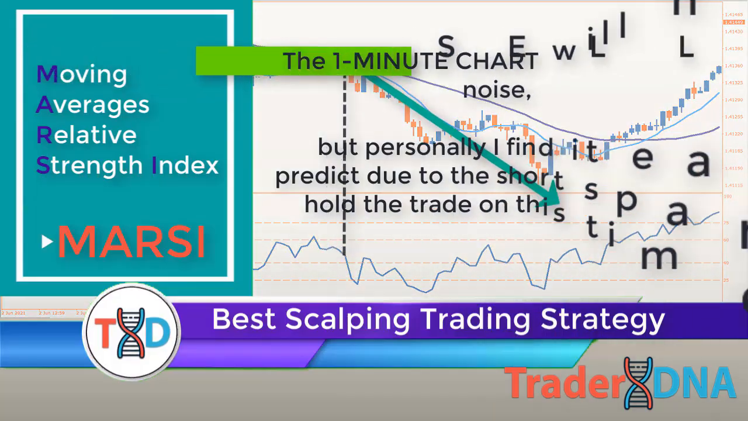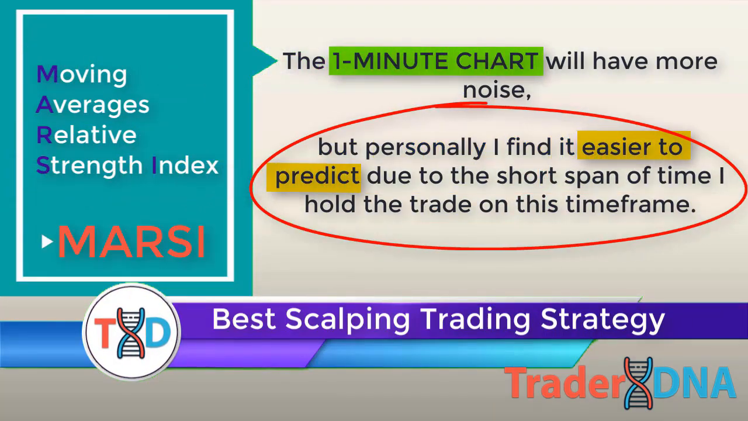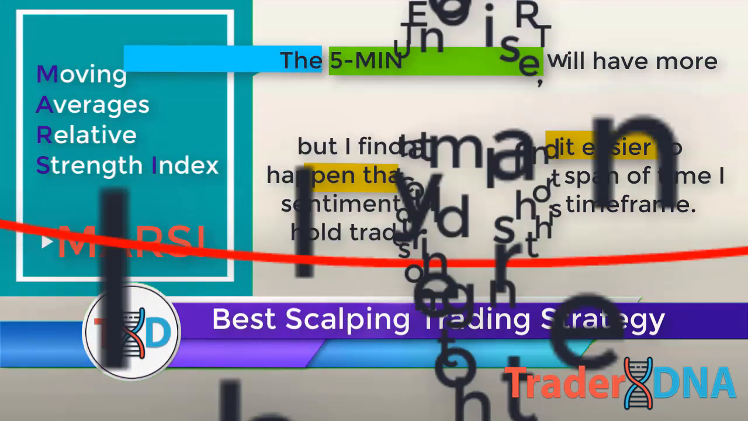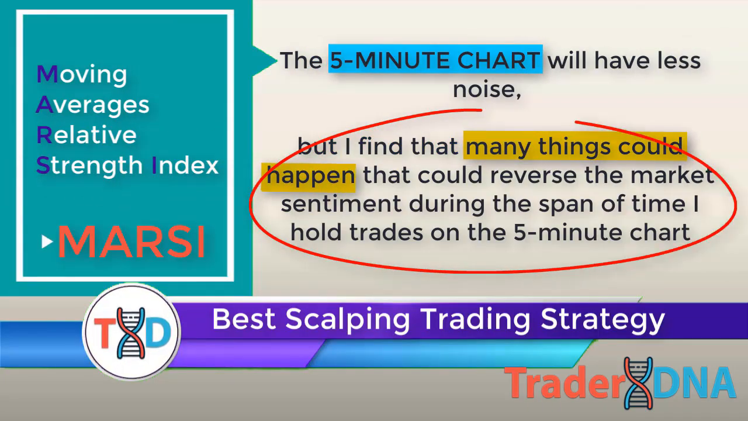The 1-minute chart will have more noise, but personally I find it easier to predict due to the short span of time I hold the trade on this time frame. The 5-minute chart will have less noise, but I find that many things could happen that could reverse the market sentiment during the span of time I hold trades on the 5-minute chart.